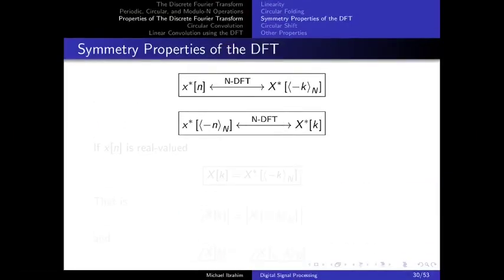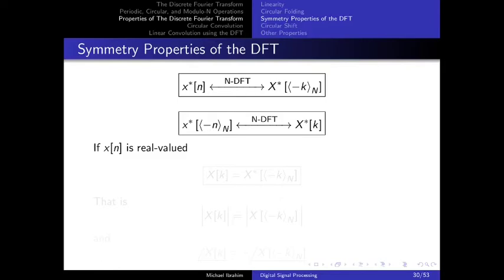So the property simply says that if you have x conjugate of n, you will get x conjugate of minus k modulo n. Conjugation in time domain will give you circular folding and conjugation in frequency domain. And the other way around, if you have conjugation in frequency domain, you will get conjugation and circular folding in time domain. What if x of n is real valued?